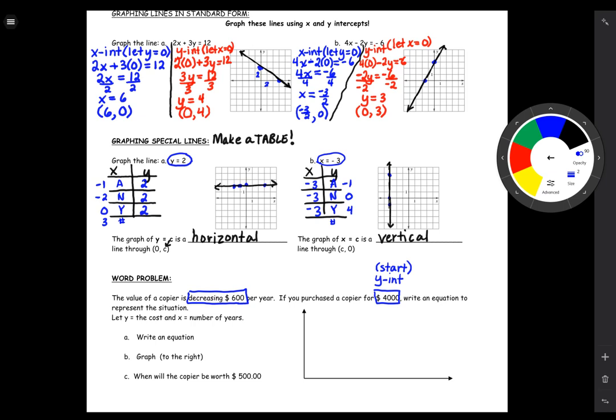Okay. It's decreasing $600 every year. So if you started with $4,000 that you paid for, the next year it would be $3,400. The next year after that would be $2,800. It would decrease by $600 each year. So decreasing per year, that is the slope, that is a rate of change.